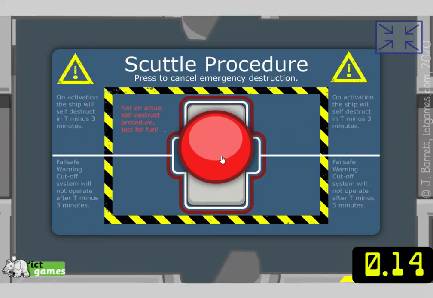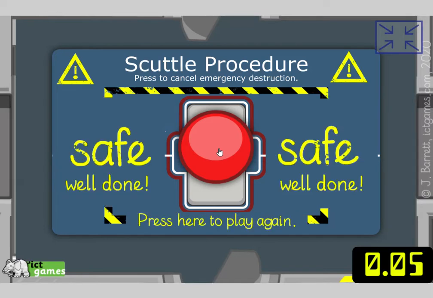And then you press this button. Scuttle means to sink your ship or destroy your spaceship. This stops the self-destruct mechanism. Self-destruct deactivated. Oh, thank goodness, we've saved it. We just did it with 5 seconds to spare. Sorry, I did that really quickly just to show you the nature of the game.